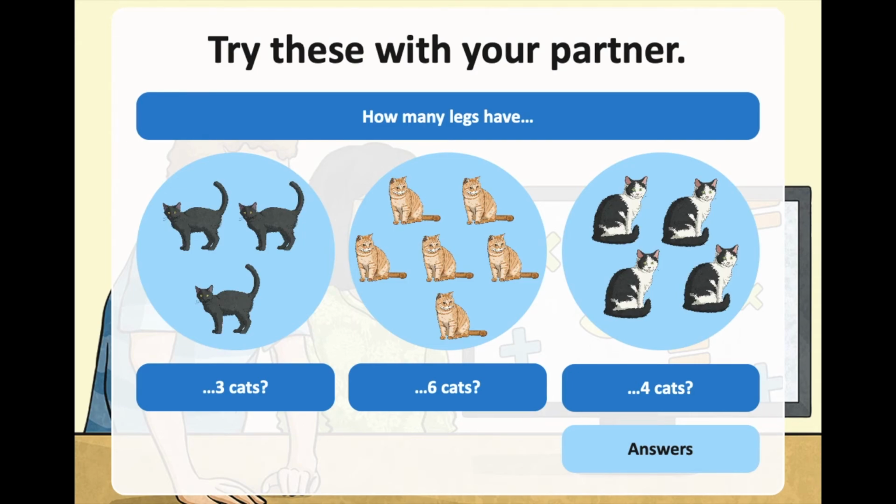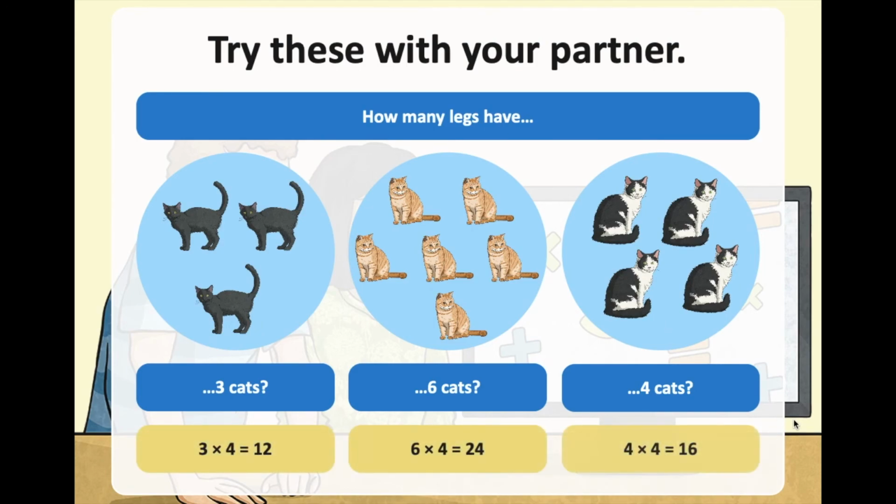All right, let's go through the answers. So 3 groups of 4, 3 times 4, I'm going to skip count, 4, 8, 12. I'm going to write 12. All right, 1, 2, 3, 4, 5, 6 cats, 6 groups of 4, skip count by 4, 4, 8, 12, 16, 20, 24. 4 groups of 4, 4, 8, 12, 16. Let's reveal the answers. Did you have those answers? Give yourself a big tick.